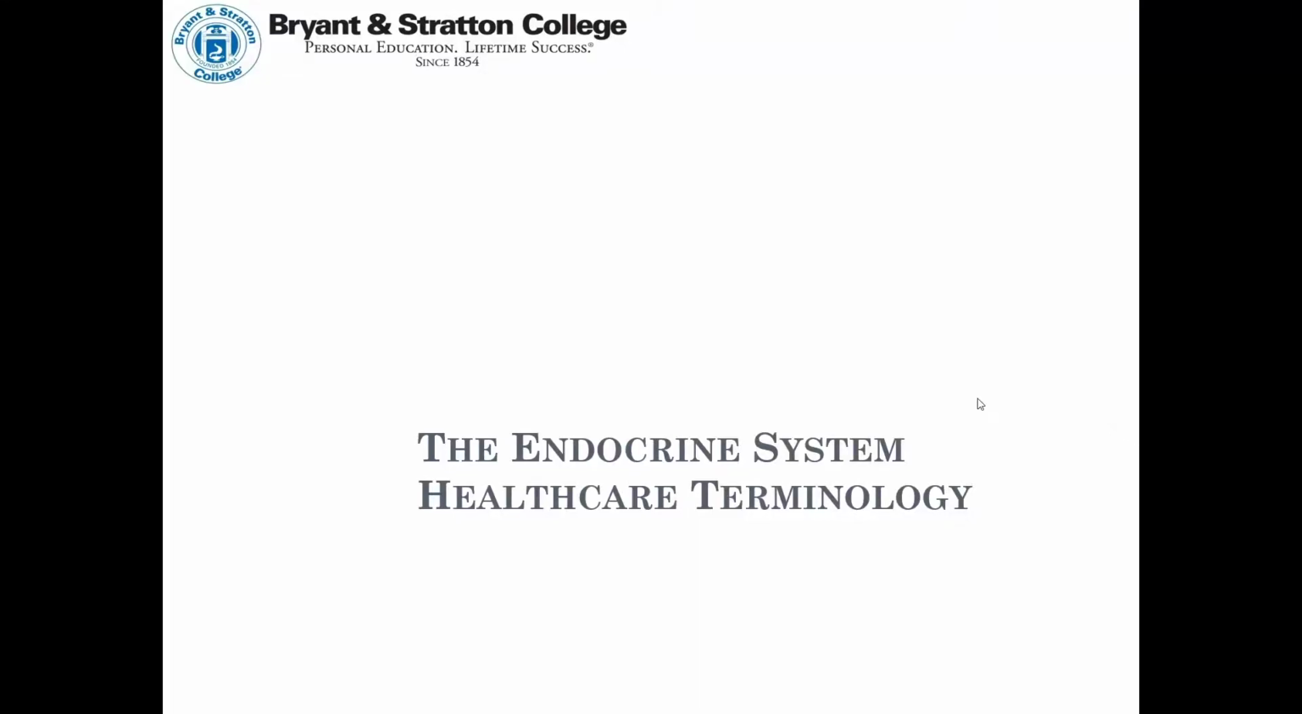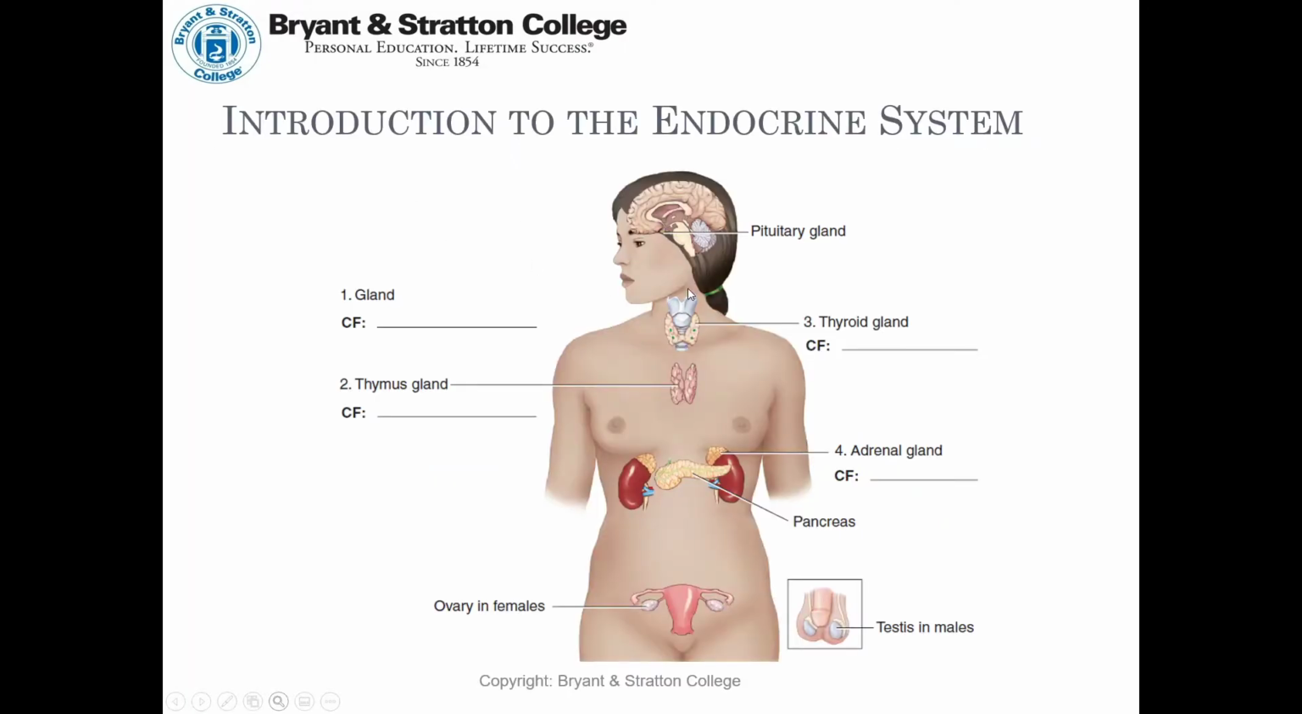All right, so now we are starting the endocrine systems healthcare terminology. So, what you see on the screen right here is what we would call the primary endocrine glands. There are more glands and structures that exist in the body that have endocrine function, but right here is primary endocrine organs.